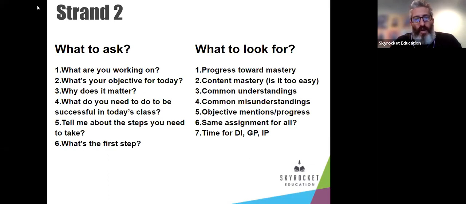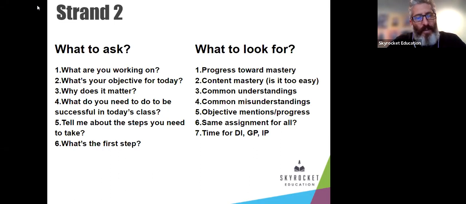Two final things I want to get into when you're looking at data as a coach in classrooms. These are some questions on the left that you could be asking. Everything from what are you working on? Why does it matter? What do you need to do to be successful? What's your first step? Sometimes the teachers made these things really clear, but students are shy and maybe not used to you coming in. That's okay. Talk to enough kids where you get a really fair sample size.